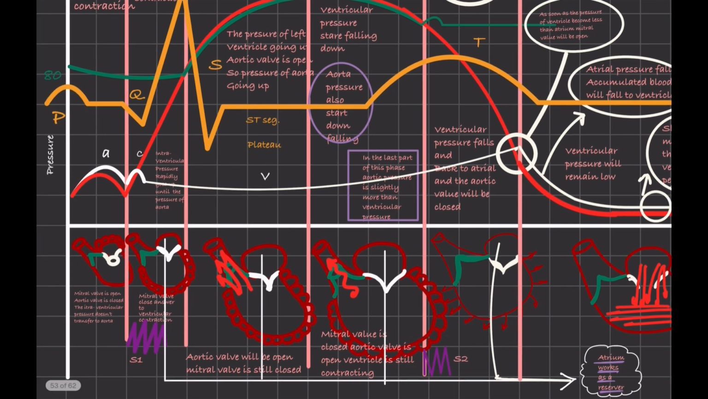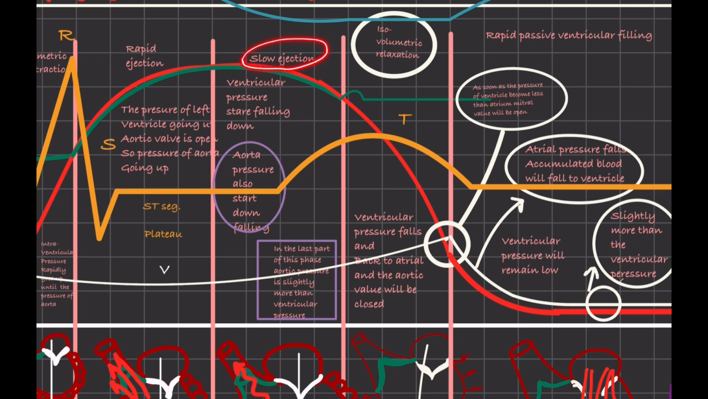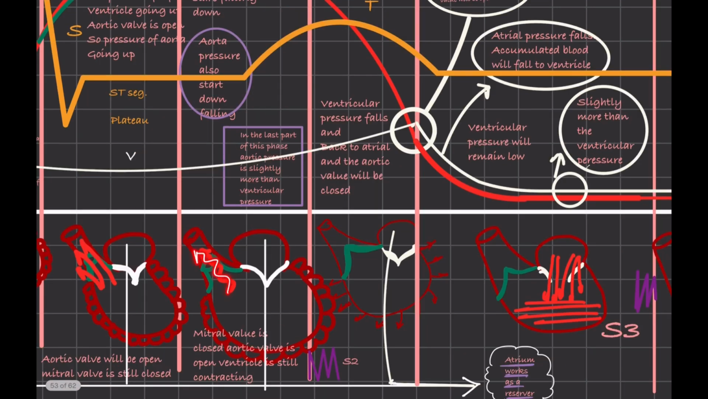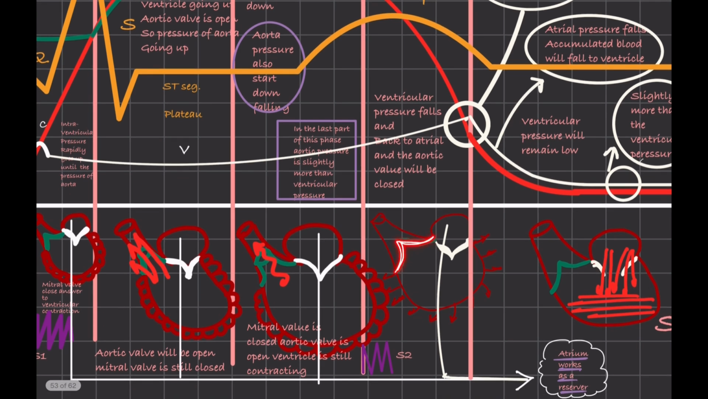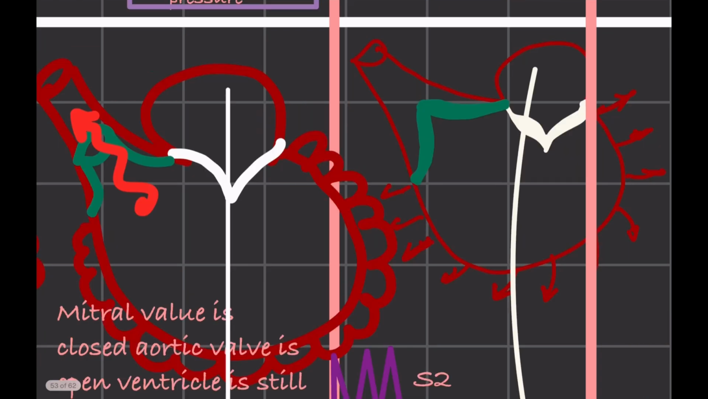Now let's talk briefly about the atrium. After the mitral valve closes, the atrium acts as a reservoir, and the pressure inside gradually rises, forming the V wave. During the slow ejection phase, the rate of blood ejection from the ventricle slows down, the mitral valve remains closed, and the aortic valve stays open. But the ventricular pressure continues to drop. At the end of the slow ejection phase, the aortic valve closes once the pressure in the aorta exceeds the ventricular pressure.